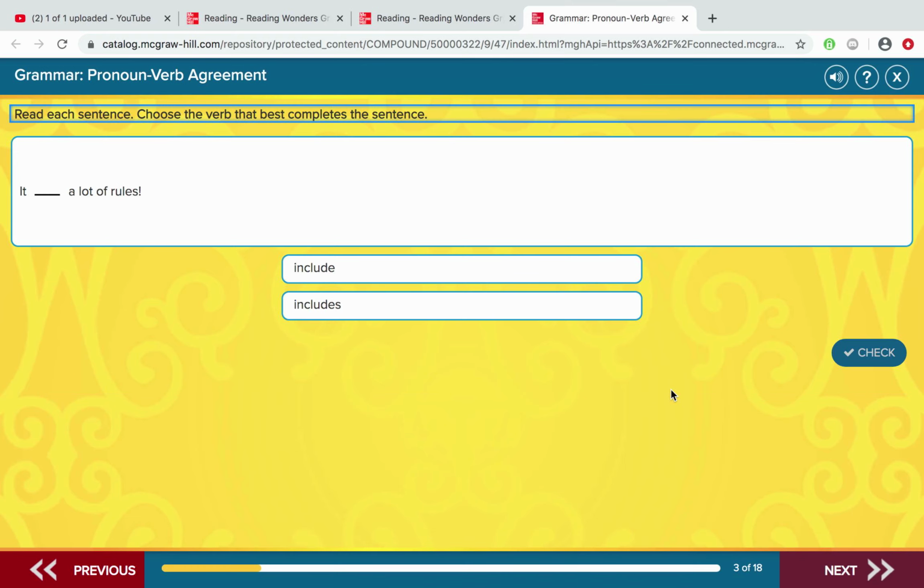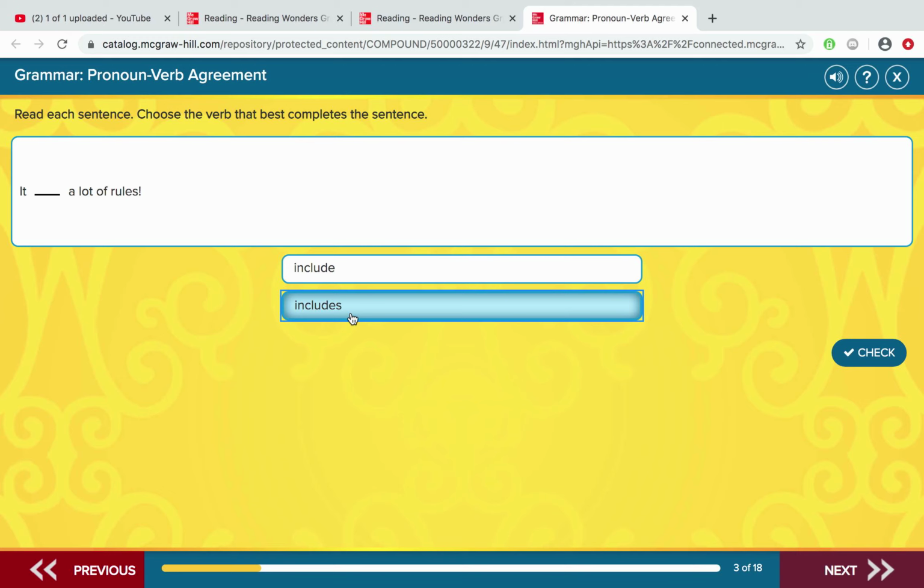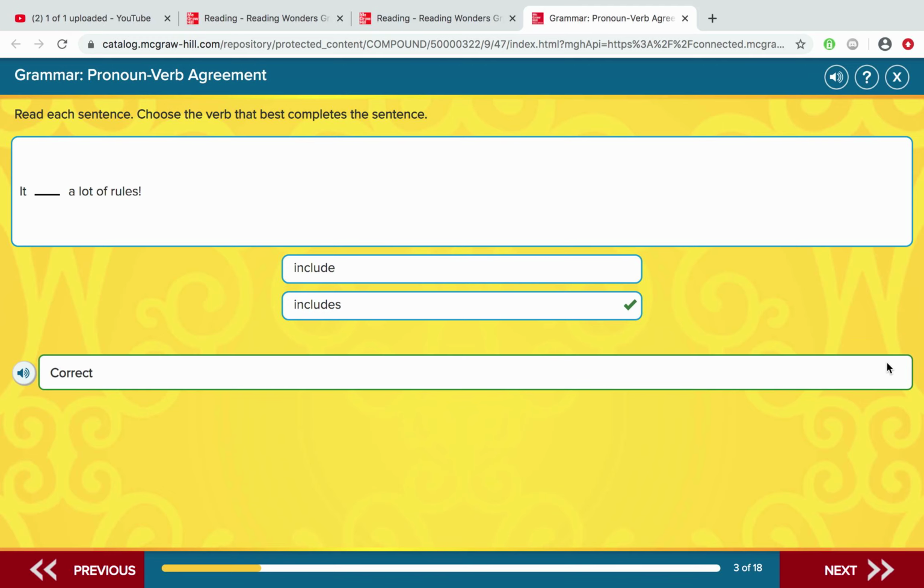Here's our next one. Here's your two verbs, include or includes. It blanks a lot of rules. The pronoun is it. What do we do to the verb when the it is the pronoun? I'll let you think about which one sounds the best. If you're not sure, try each one. It include a lot of rules, or it includes a lot of rules. Hopefully you said includes. We add an S when the pronoun it is used in the subject. Great job!